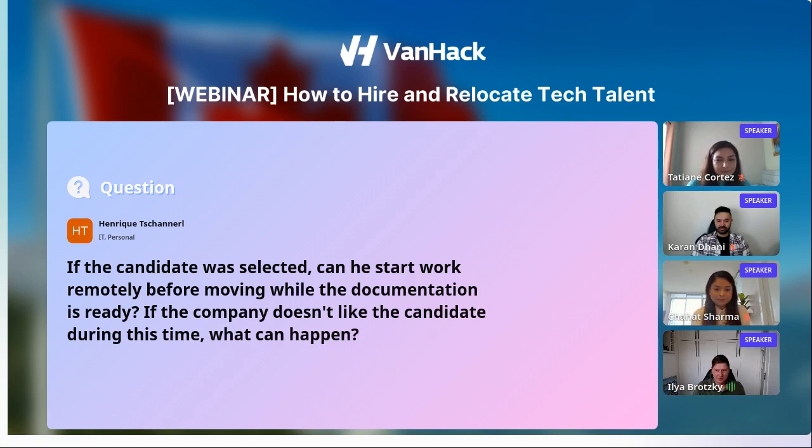So if the candidate was selected, can they start, or he, she, they, work remotely before moving while the documentation is ready? Yes. So Enrique, great question. The candidate can start working remotely in their home country. If the company doesn't like the candidate during that time, I guess they'll just let them go, like any process, and that'll be the end of the relocation process. That doesn't happen very often. Like I said, 99% of the time it works out.